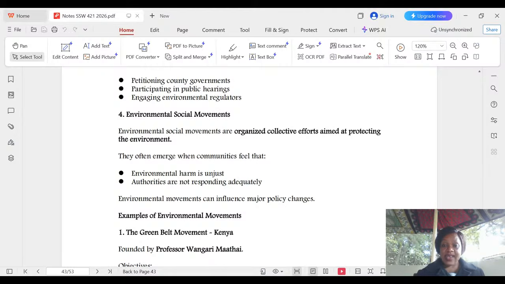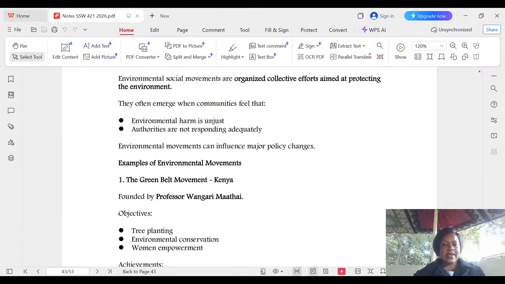These are organized collective efforts, where people come together aimed at protecting the environment. They often emerge when communities feel environmental harm is unjust and authorities are not responding adequately. Environmental movements can influence major policy changes, and it's these policies that we use to embed our work. When we have a policy, it is easier to enforce change, easier to practice, and easier to have lawsuits.